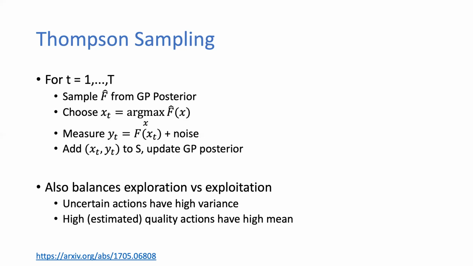This idea also balances exploration versus exploitation, because the actions where we have high uncertainty about the value will have high variance. Some f hats will put a large value on that x, and some f hats will put a very small value on that x. And the actions where we have low uncertainty, but we're pretty confident it's good, will also have high value because the expected value will be high. So by appealing to the fact that uncertainty leads to high variance in the sampling, that's how we balance exploration versus exploitation in Thompson sampling.